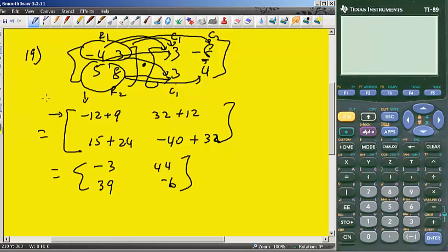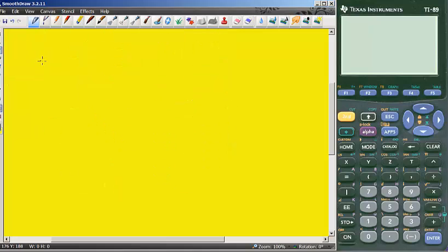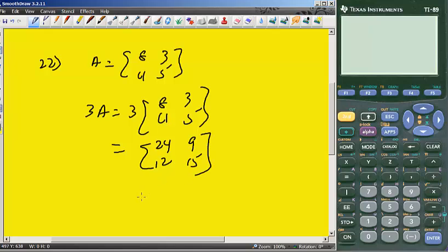Alright, so we also have what's called scalar multiples, and that is, let's say, number 22. They tell you A is equal to 8, 4, 3, 5. So they want you to find 3A, which means multiply this by 3. So 8, 4, 3, 5, and that is going to give us 24 and 12, 9, and 15. Alright, so moving right along.